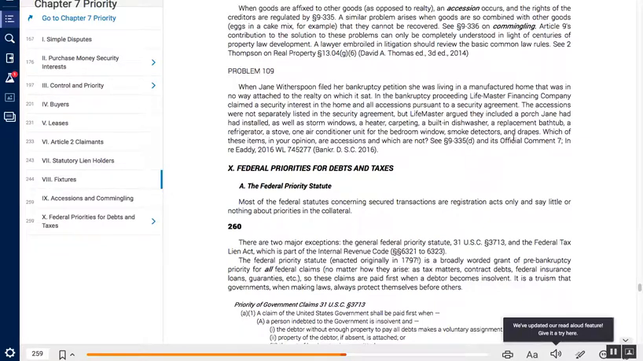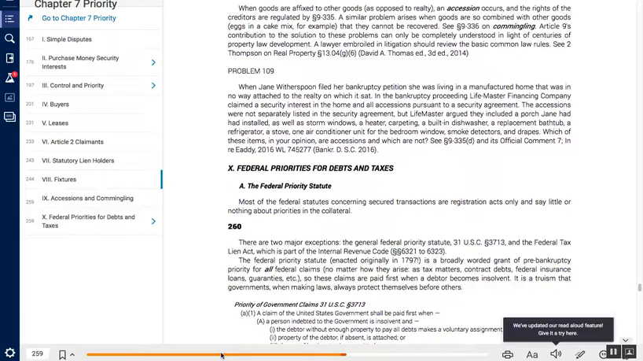Which of these items, in your opinion, are accessions and which are not? Now the question here, let's try to approach it as we do all of our priority type questions, where we're seeking to determine who has the best claim to the collateral. Who are the claimants, and what is the collateral? So we have here LifeMaster Financing Company. They've got a security interest in this home.